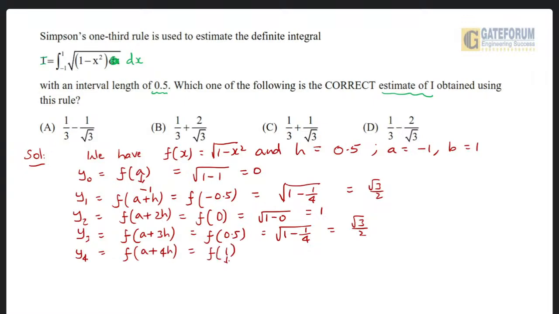So this is your b. That means this closed interval minus 1 comma 1 is divided into 4 equal subintervals, because we have finally y4. The last value of y is y4 only here, because 1 is the upper limit of the given integral. So substituting x equal to 1 in fx, 1 minus 1, this simplifies to 0.